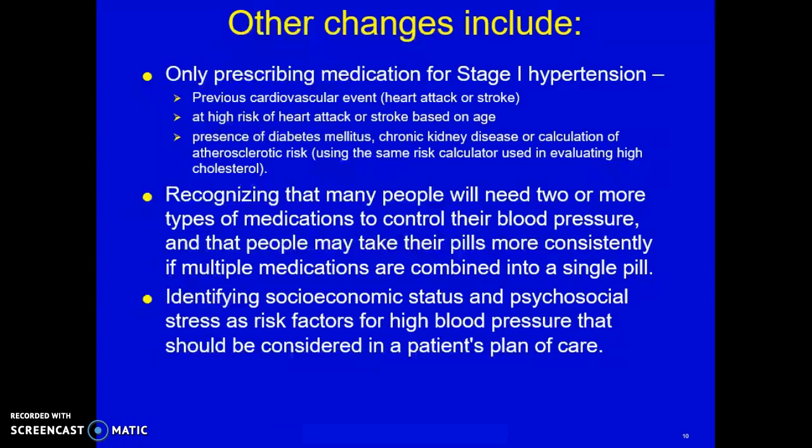There's also a focus on identifying socioeconomic status and psychological stress as risk factors for high blood pressure that should be considered as part of their plan of care as well. So if you have patients whose living or working settings are making things worse in terms of these conditions, start to really plan around how to impact those things, trying to look at other methods of interventions that might help them reduce stress in their life as an extra intervention beyond just medication control.